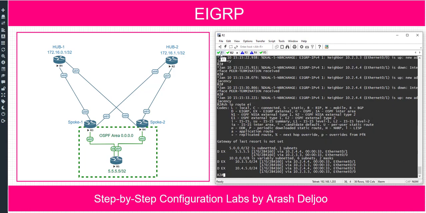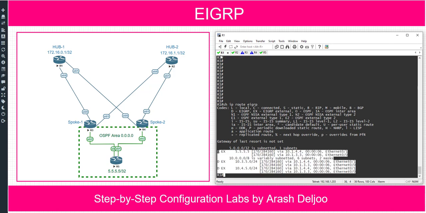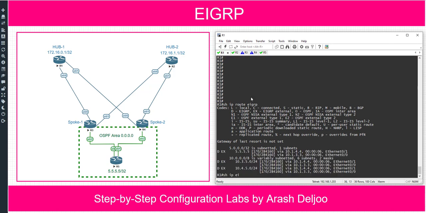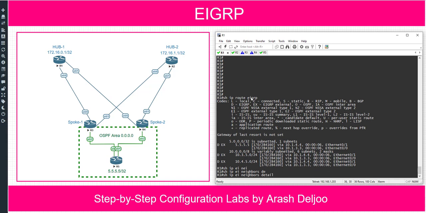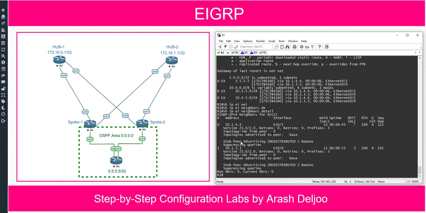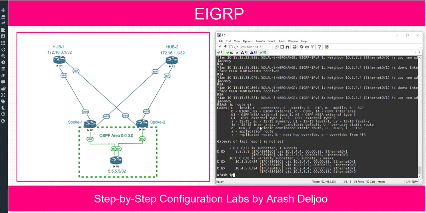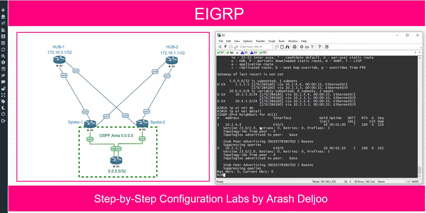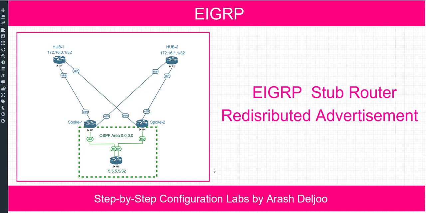And then in, for example, router 1, if you check show ip eigrp neighbor detail, you will see that here we have these peers, a stub peer advertising redistributed routes, and here again a stub peer advertising redistributed routes. Also in router 2, we have similar conditions, show ip eigrp neighbor detail. Because of that, now we know how we can configure an EIGRP stub router with the redistributed option.